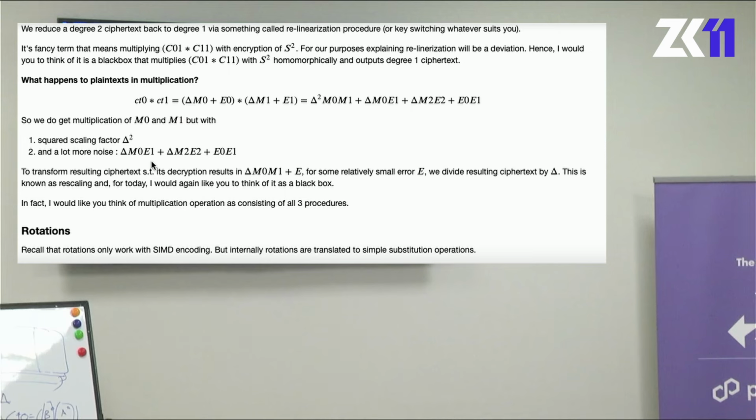And the important thing to note over here is that with multiplication, the noise growth is higher, like the error increases higher than additions. Okay.